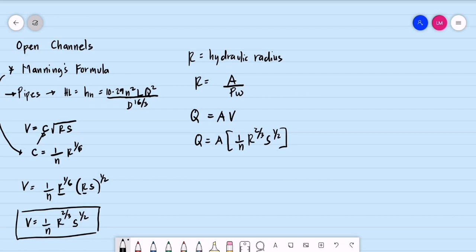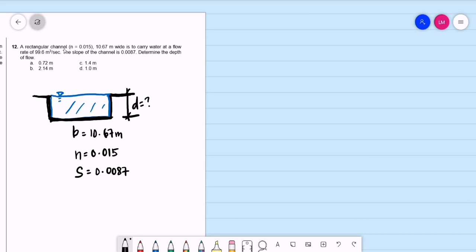Okay, so let's have some examples. A rectangular channel with n, or roughness coefficient, equal to 0.015, 10.67 meters wide, is to carry water at a flow rate of 99.6 cubic meters per second. So that will be the discharge, Q equal to 99.6 cubic meters per second. The slope of the channel is 0.0087. Determine the depth of flow.